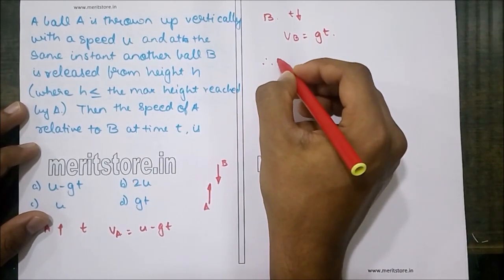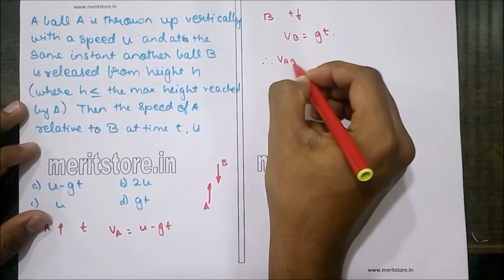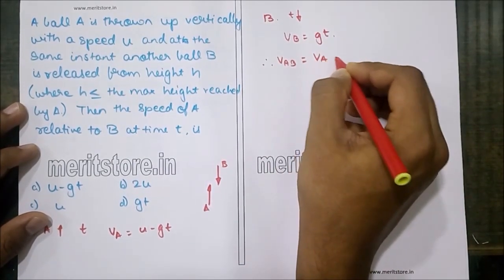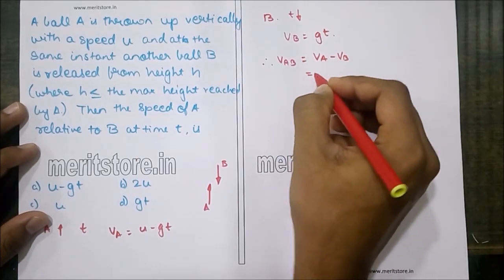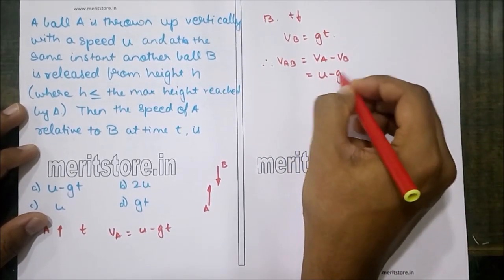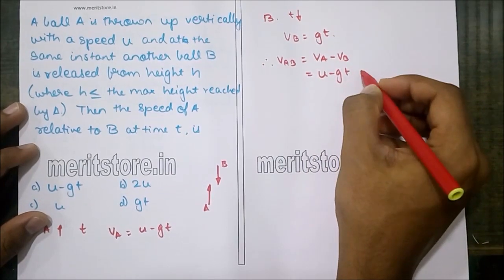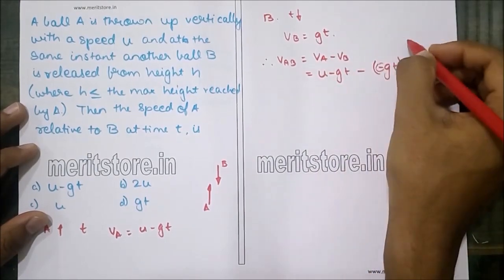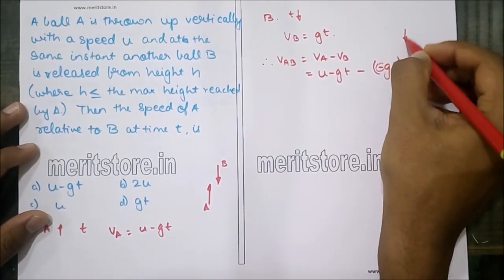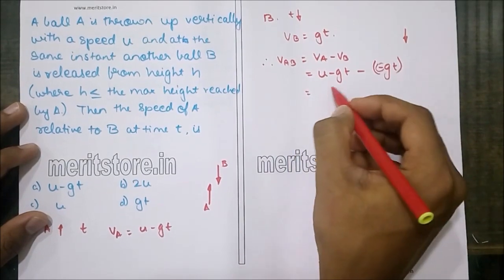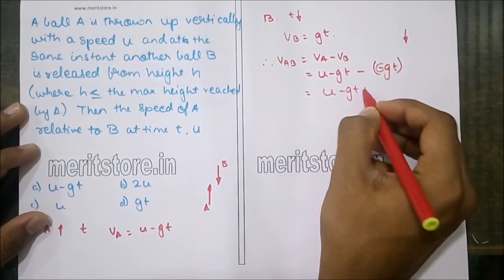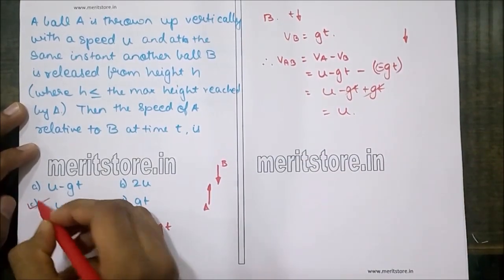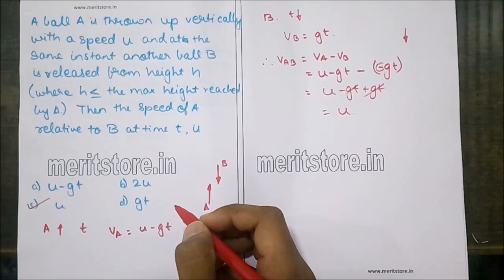Hence, the relative velocity of A with respect to B is an addition of both. So, which is Va minus Vb, which is nothing but u minus gt, and Vb is minus gt. This minus sign comes because the ball B is moving in the downward direction. Therefore, u minus gt plus gt. Therefore, answer is option number C, which is u.